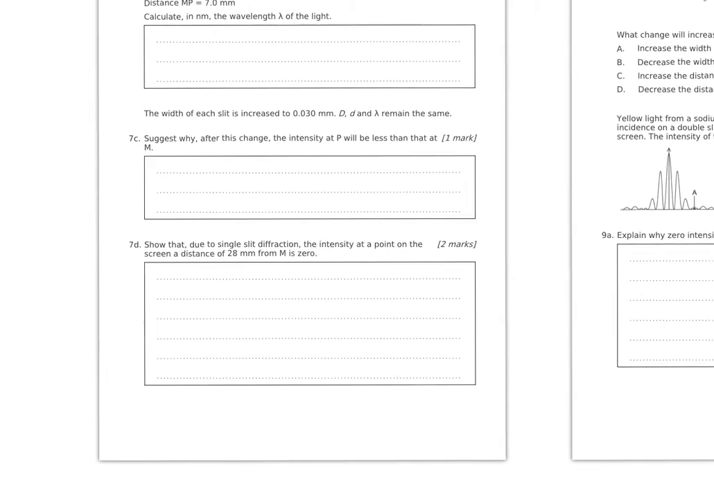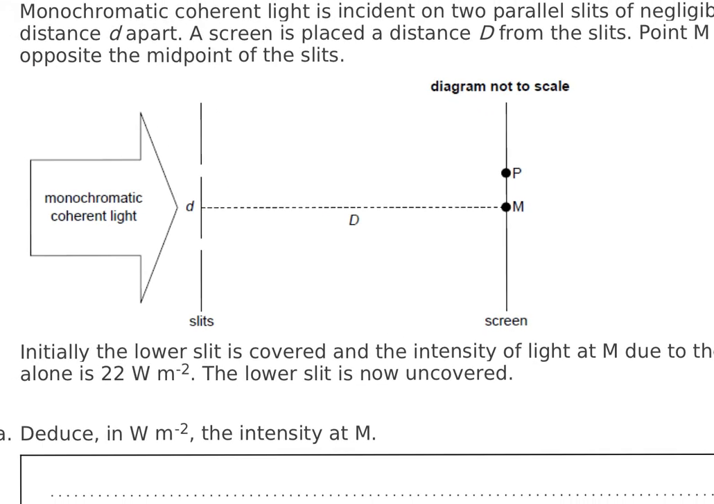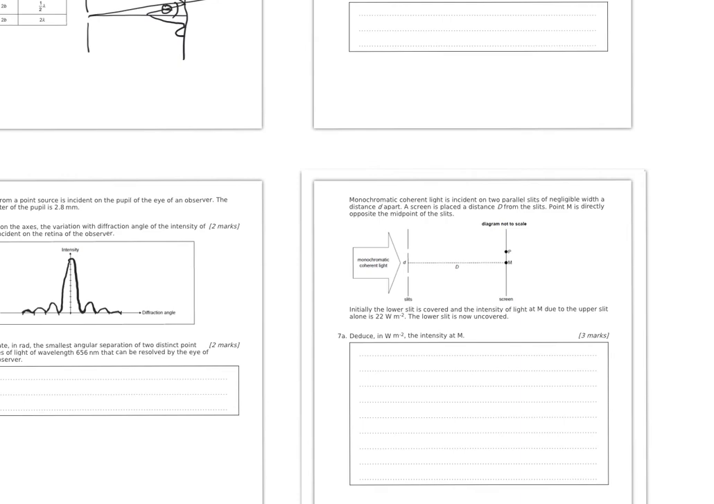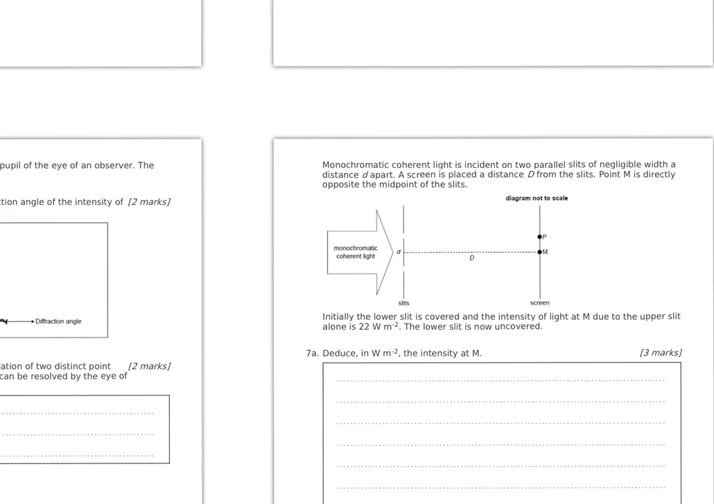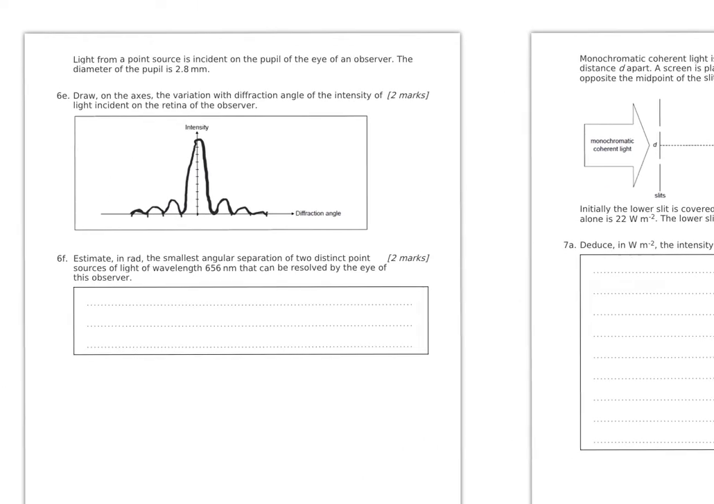It says, due to single slit diffraction, the intensity at a point on the screen at a distance of 28 millimeters from M, being the center line, or the point that the center line connects to. So from there, that point P right there, I'm assuming, they don't make reference to it there.